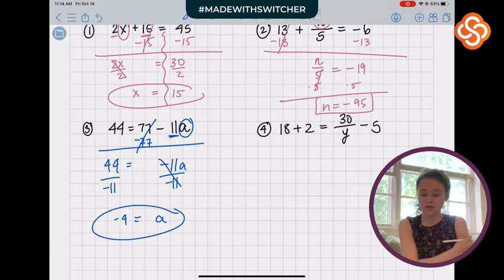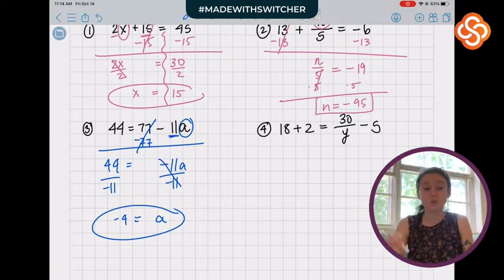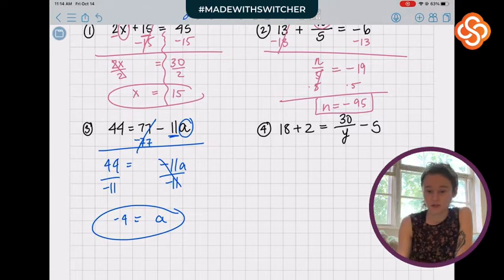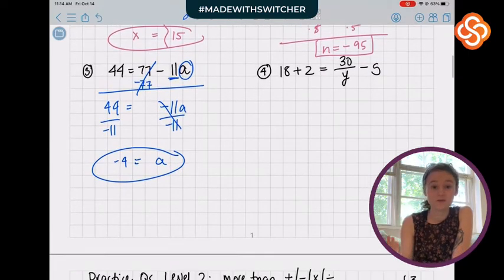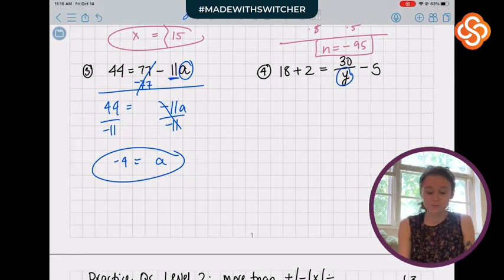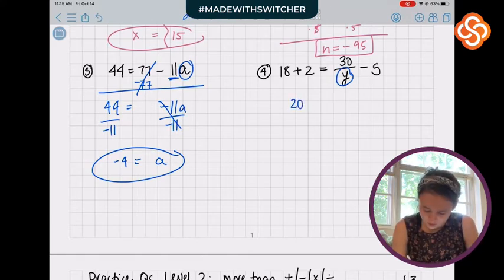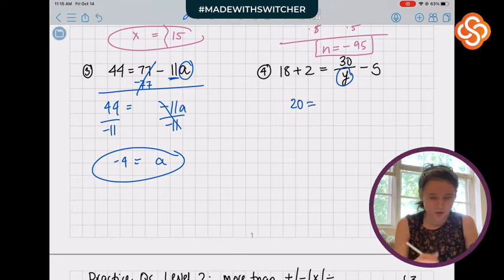Okay. Let's try the next one. So what are we solving for here? We are solving for the variable, which is the y. So we're not worrying about the 18 plus 2 yet, but y'all know what that is, right? What's 18 plus 2? 20. Save ourselves some effort rather than writing it all over again.